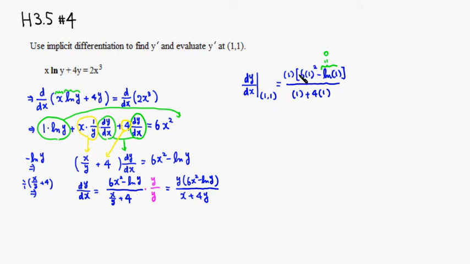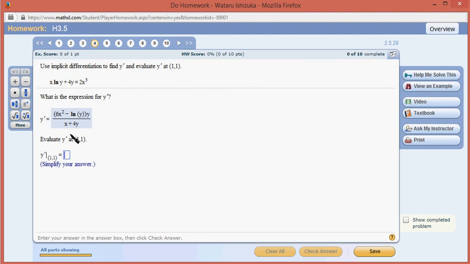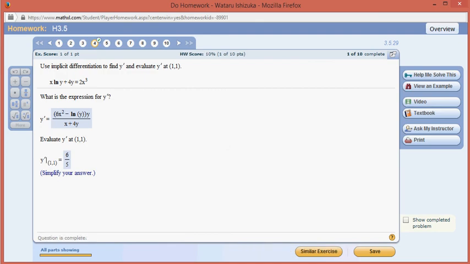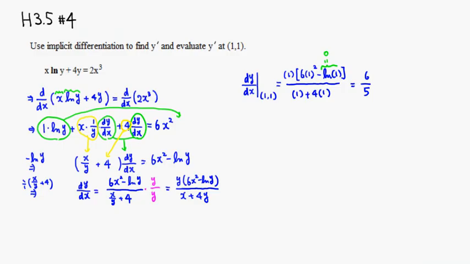So you have 6 minus 0, times 1. Obviously the top is 6. And on the bottom, 1 plus 4, so that's 5. So the answer is 6/5. Let's check the answer. We got that. Alright, so that's it. I hope that this was clear.